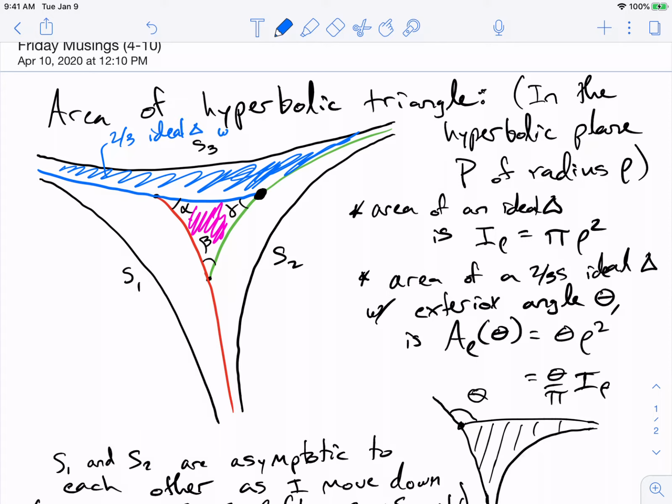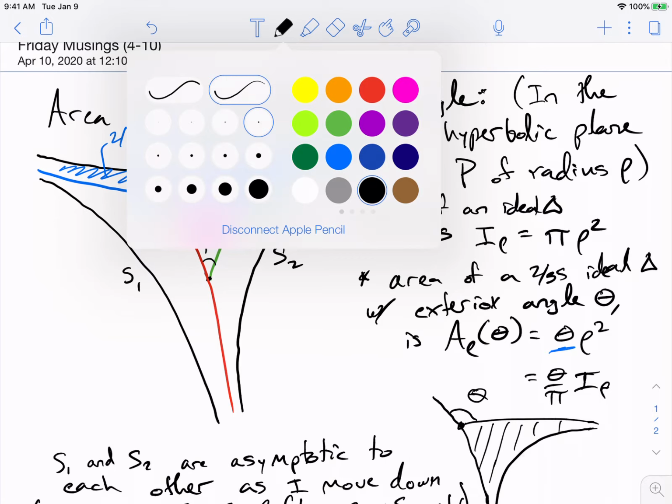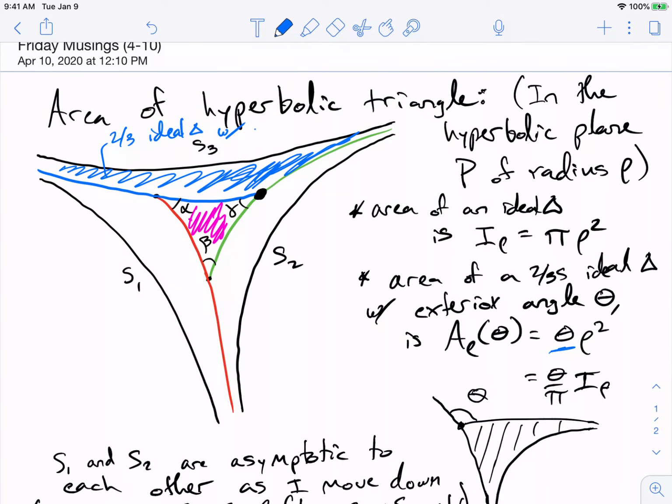And what's its exterior angle? Because that's what we care about for the area, right? It's the exterior angle. So the exterior angle is the angle at the vertex, and it's the part that's not on the inside of the triangle. And so in this case, the interior angle is this one, but we care about the exterior angle, and the exterior angle we can see is just gamma in this case. So, a 2/3 ideal triangle with exterior angle given by gamma. And similarly on the other sides.